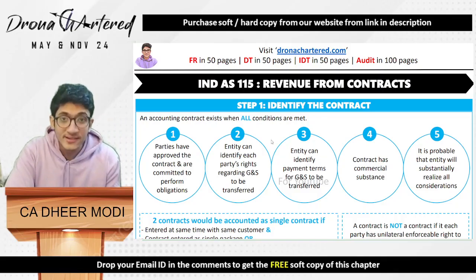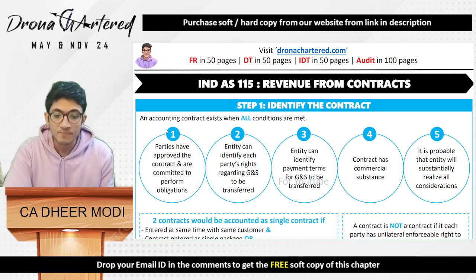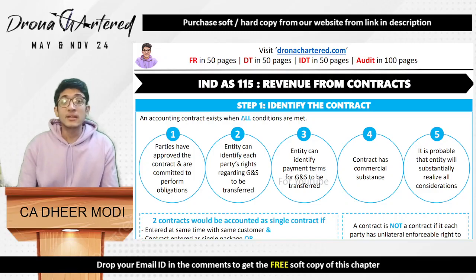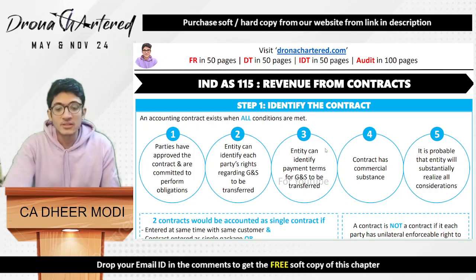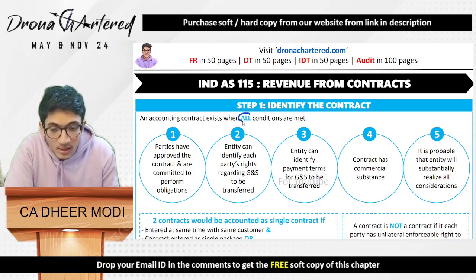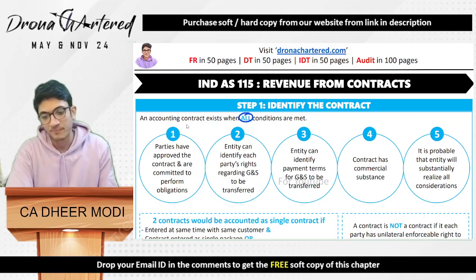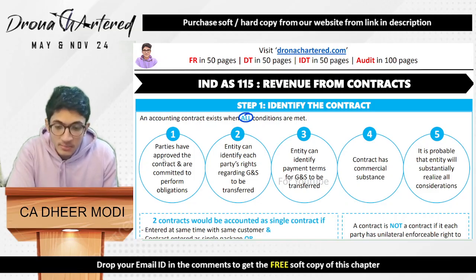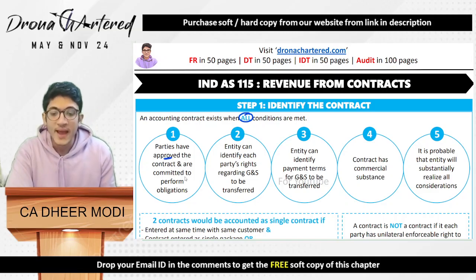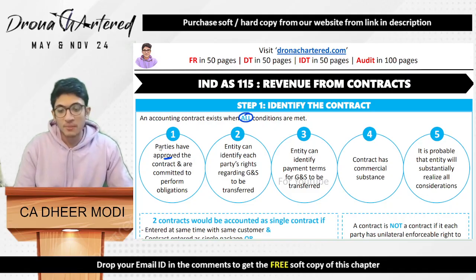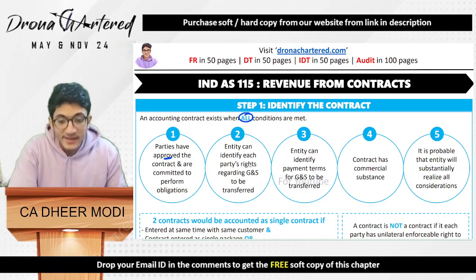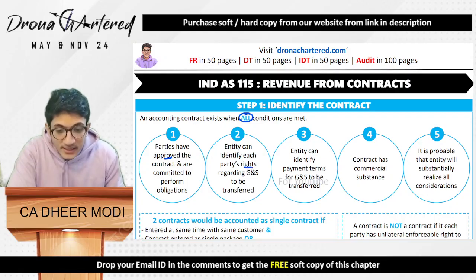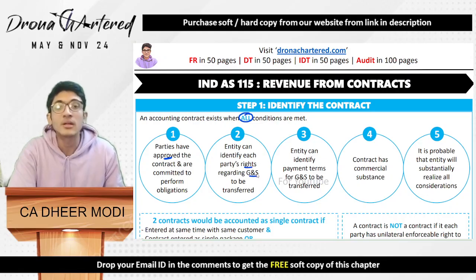So how do you understand whether there is a contract or not? An accounting contract exists when all the conditions are met. All of these 5 conditions have to be met for it to be considered a contract. Your first one is parties have approved the contract and are committed to perform the obligation. So the contract should be approved. Second is entity can identify each party's rights regarding the goods and services to be transferred.